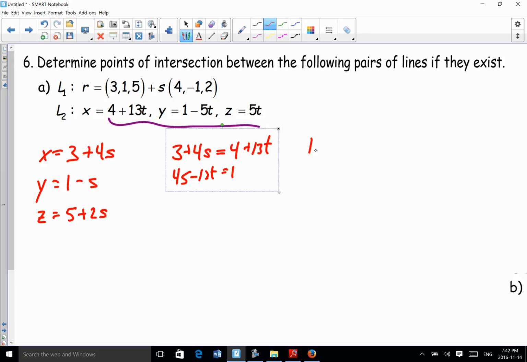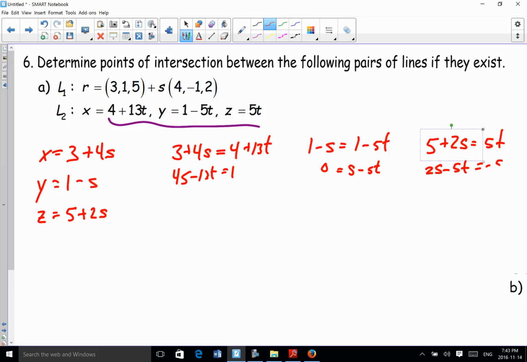Same thing for your y's. 1 minus s needs to equal 1 minus 5t, or in other words, we bring the s to the right this time. s minus 5t has to come out to 0. And the last one, 5 plus 2s equals 5t, or in other words, 2s minus 5t equals negative 5. Okay, we don't want to trick ourselves with the s's and the 5s and all that kind of stuff here, right?